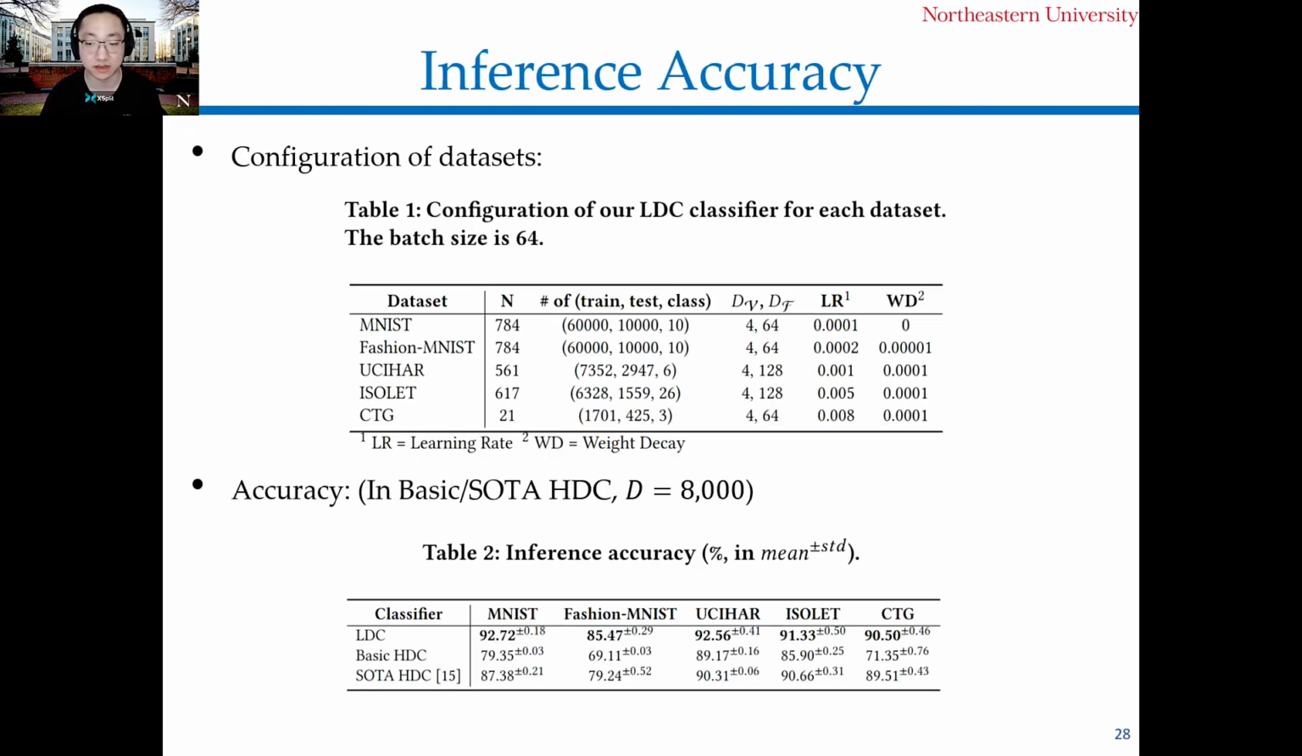Now let's come to the important part. We evaluate the inference accuracy that the LDC can achieve compared to both the basic and state-of-the-art HDC models. The result shows that the LDC can outperform existing HDC models, and for the state-of-the-art HDC, the hypervector dimension must be as large as 8,000 to prevent the accuracy reduction. By contrast, our LDC classifier reduced the dimension significantly to tens without introducing any extra cost during the inference.